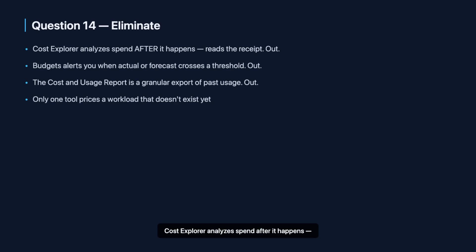Eliminate. Cost Explorer analyzes spend after it happens. It reads the receipt, so it's out. Budgets alerts you when actual or forecasted spend crosses a threshold, which also requires existing usage, out. The cost and usage report is a granular export of past usage data, out. Only one tool can price a workload that doesn't even exist yet.